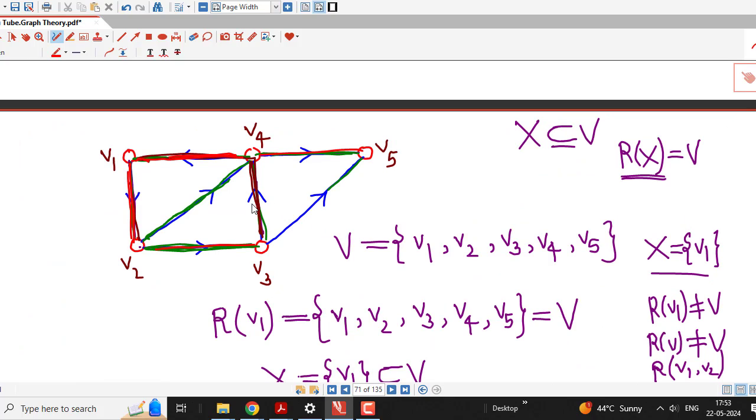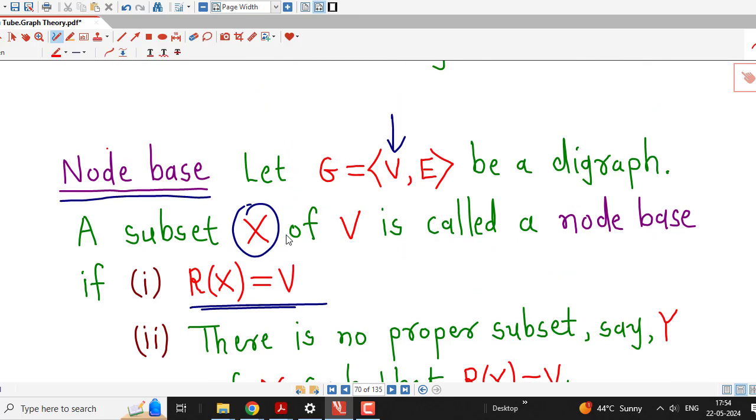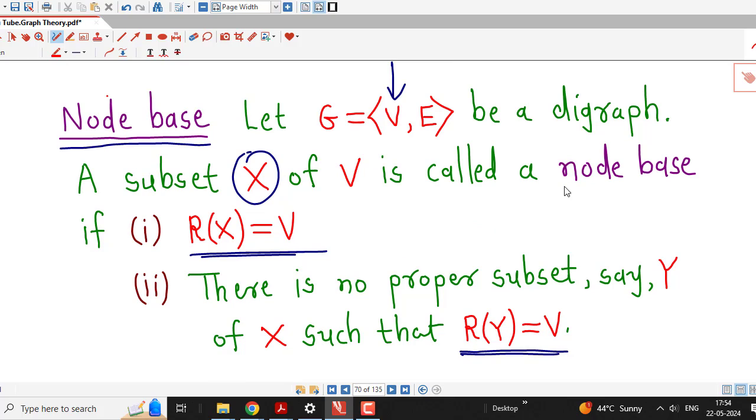And if you remember, in previous lecture we had discussed one property of node base, that if there is any cycle in the given directed graph, then we can consider any one vertex from that cycle in the node base. So as we have seen that this V1, V2, V3 and V4, all these are node bases, and all these vertices V1, V2, V3 and V4 are on this elementary cycle. So in this way we can easily write down the node base for any directed graph. All we have to remember is this definition, that find out that subset X of vertex set V such that reachable set of X is V, and there is no proper subset of X with this property.